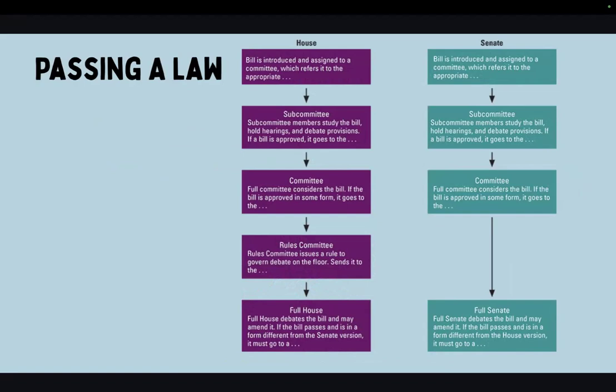I would just make sure you know this chart, how a bill becomes a law. If you've ever seen that really old Schoolhouse Rock video, I'm Just a Bill on Capitol Hill. I won't sing to you anymore, don't worry. But this shows you the important role of subcommittees and committees.